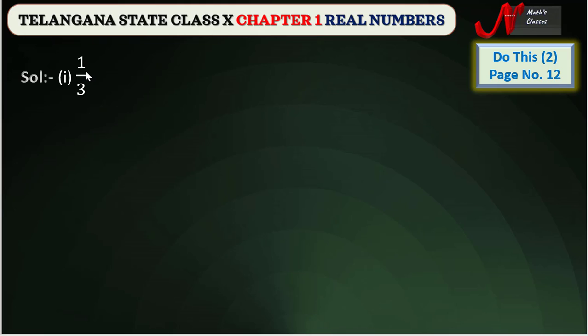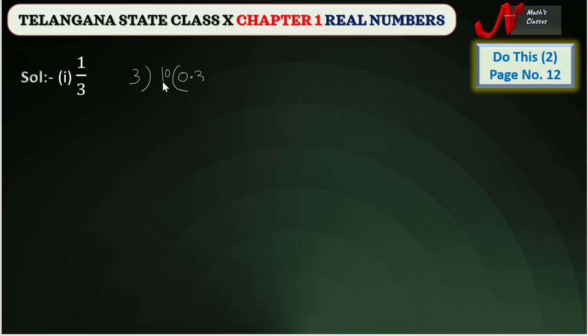Here the first bit is given, the rational number 1 by 3. To find the repeating digits, we divide the numerator 1 by the denominator 3. Here we cannot divide 1 by 3 because 1 is less than 3. So in the quotient we keep the decimal point and we keep the 0 after 1. It becomes 10. So now we divide 10 by 3.